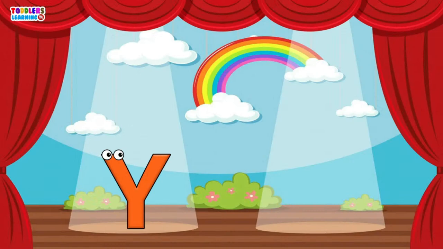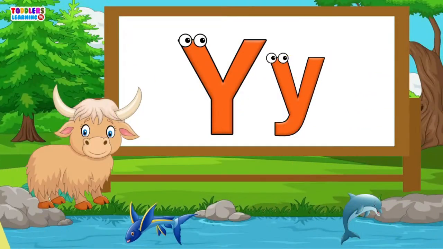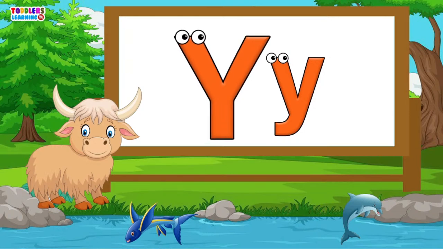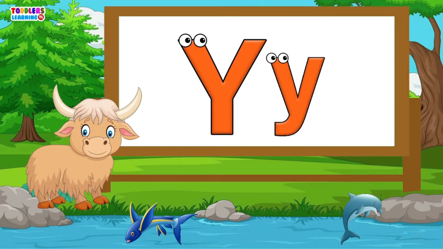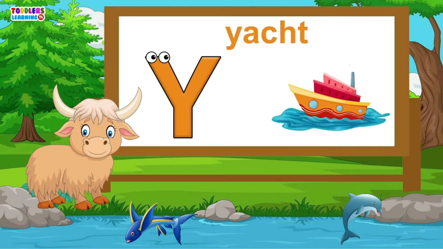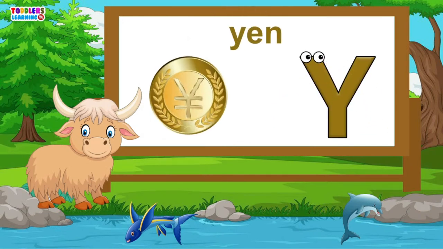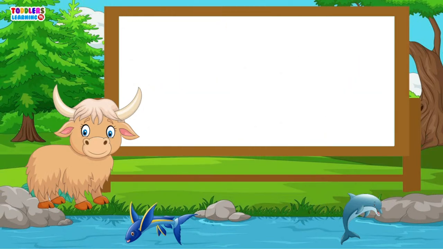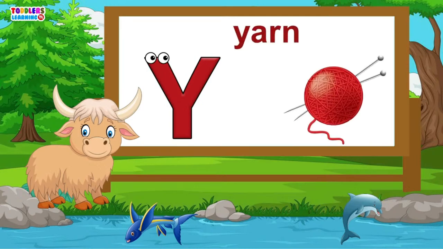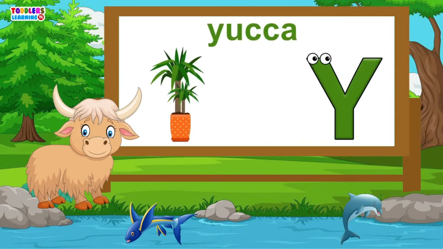This one is uppercase Y. This one is lowercase Y. Today we will learn different words that start with letter Y. Y. The sound of Y is Y. Y for yacht. Y for yen. Y for yarn. Y for yucca.